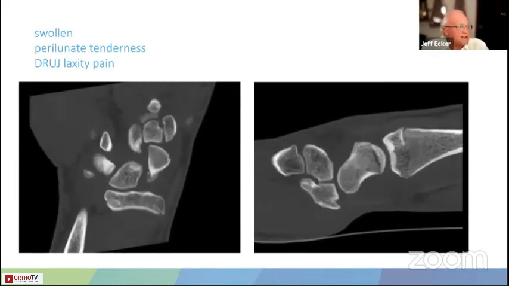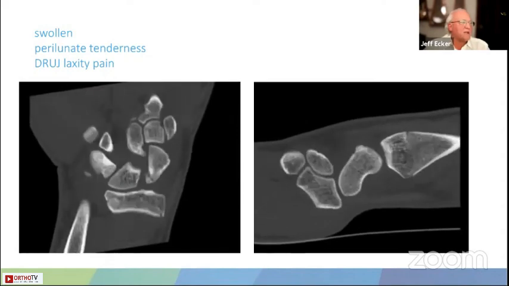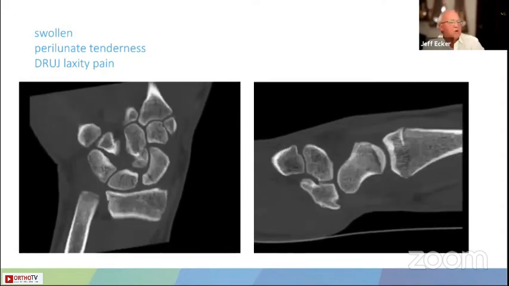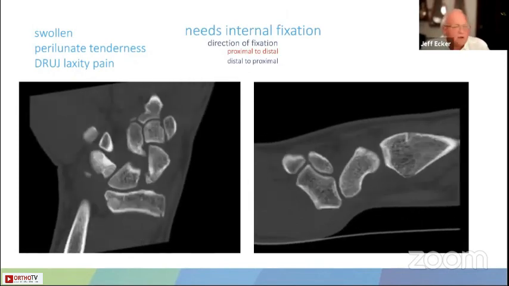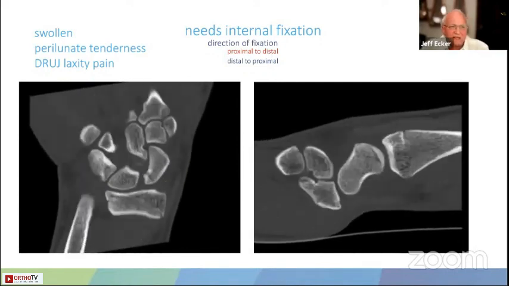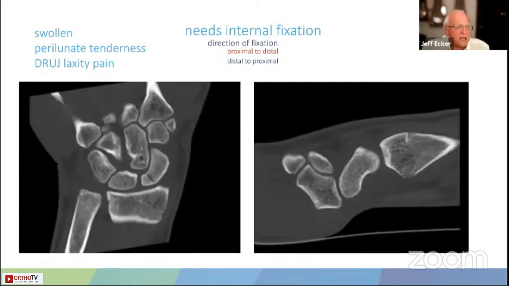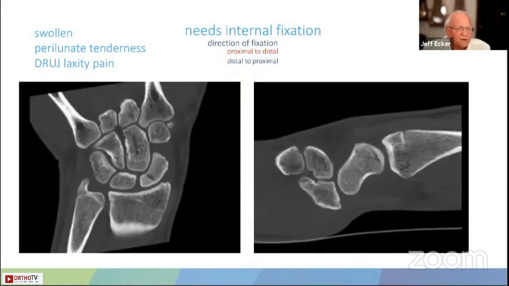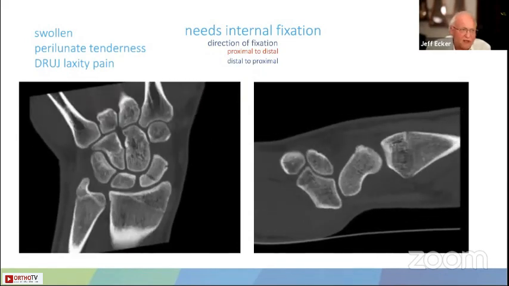Swollen, perilunate tenderness, distal radial ulnar joint laxity and pain. And if you look at that scaphoid, it's a proximal pole. There's no doubt, no controversy, that needs to be fixed. And you would say, yes, it's undisplaced. But if you look carefully, you can see a lucency at the fracture site and a minuscule avulsion fracture. You've got to look very, very carefully.